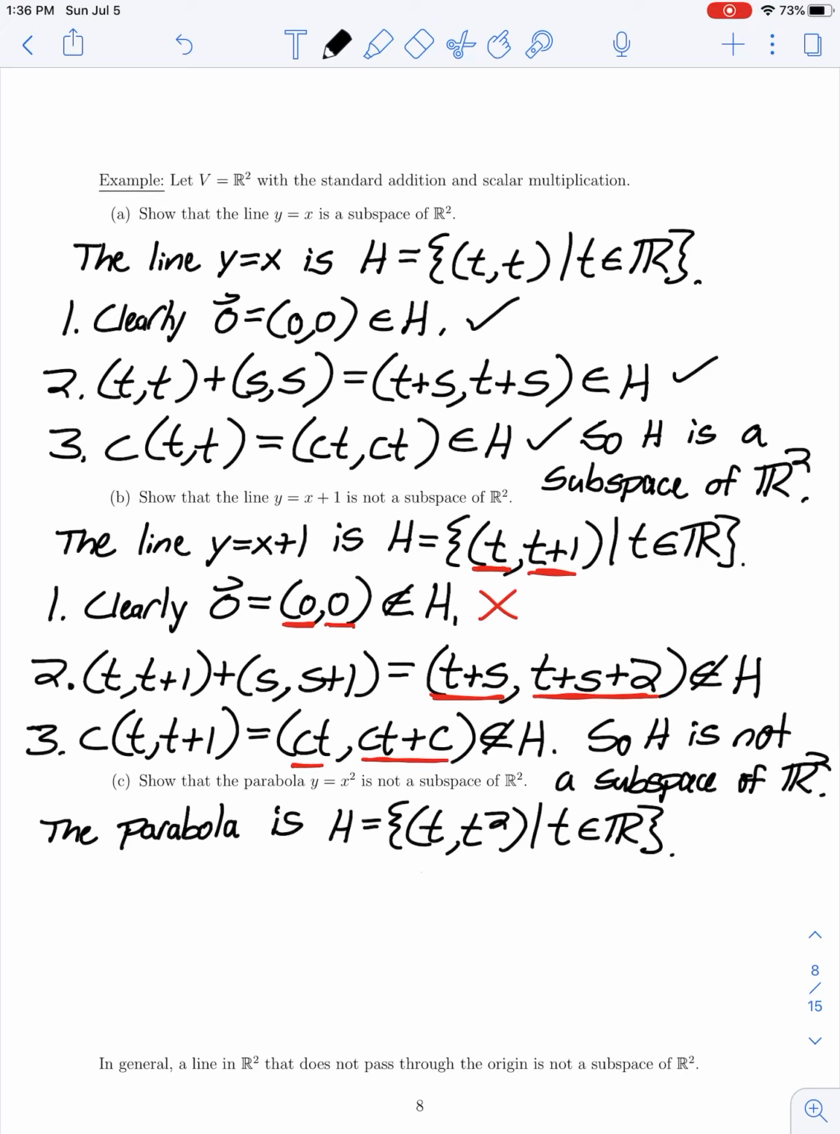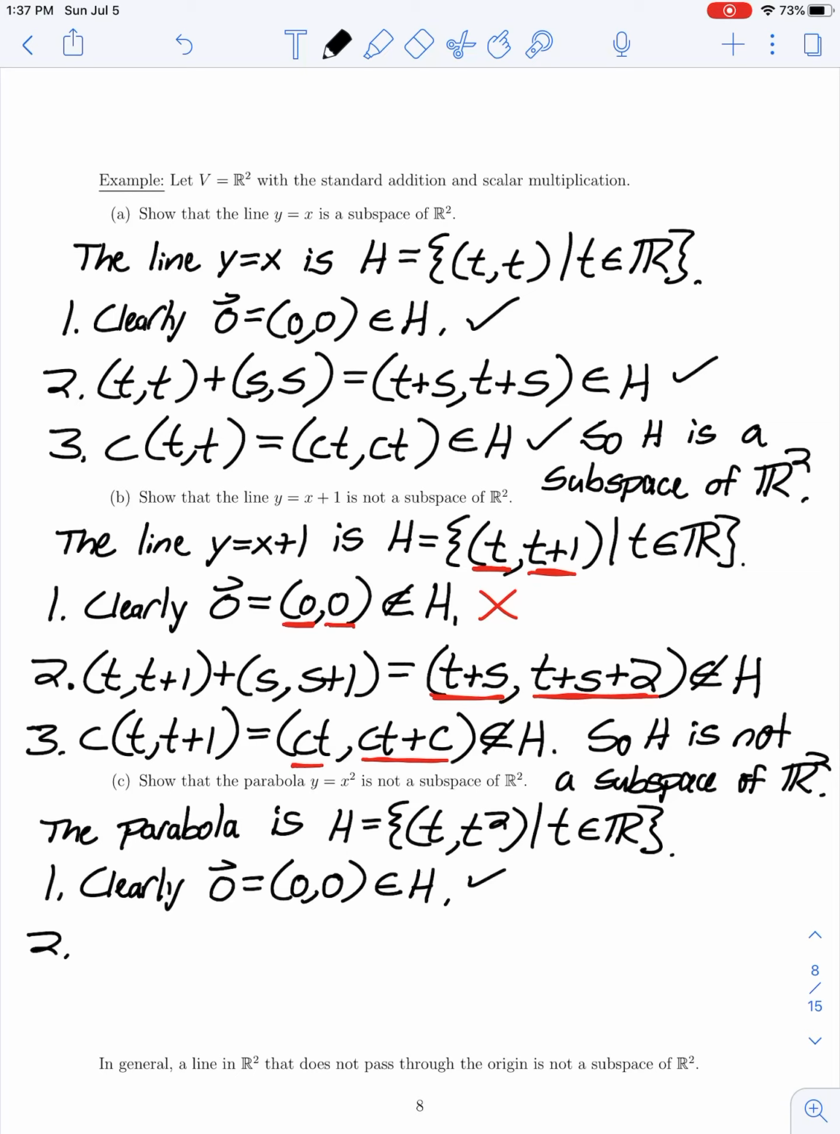So we need to show that one of our axioms of a subspace is not satisfied. So let's look at the first axiom. We want to see whether the zero vector is contained within this set. So in this example, we can see clearly the zero vector, which would be the vector (0, 0), is an element of this set H because it lies on the parabola. This parabola passes through the origin, (0, 0). So the first condition of a subspace is satisfied, so one of the second two has to fail.